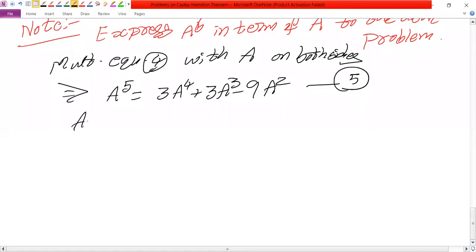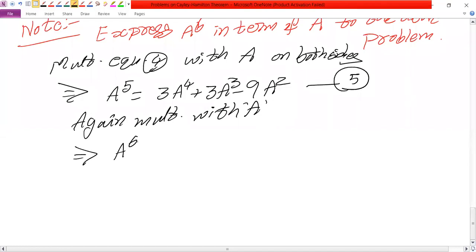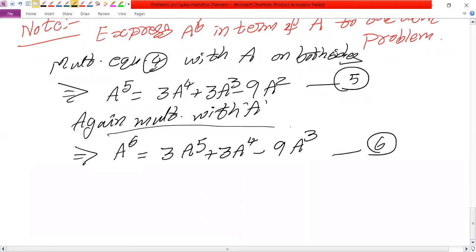Again multiply with A. You can do directly with A square, no problem, but why I'm doing this, you will know. A power 6 is equals to 3A power 5 plus 3A power 4 minus 9A cube. This is the problem. But sometimes they may give multiple choice like this.